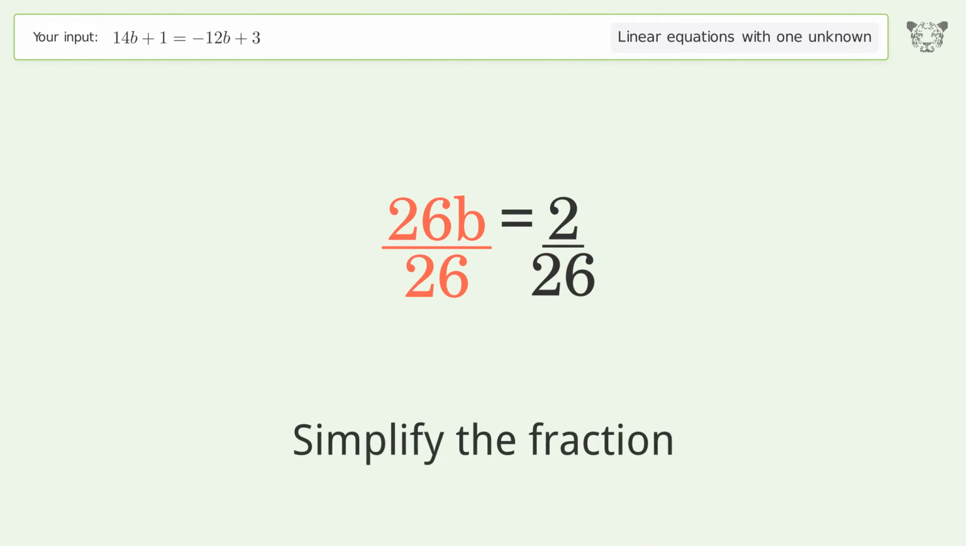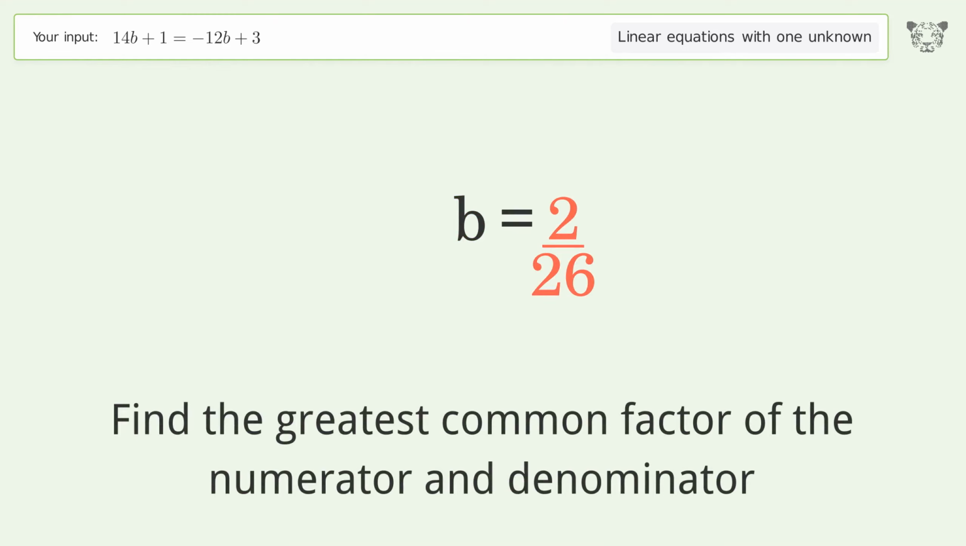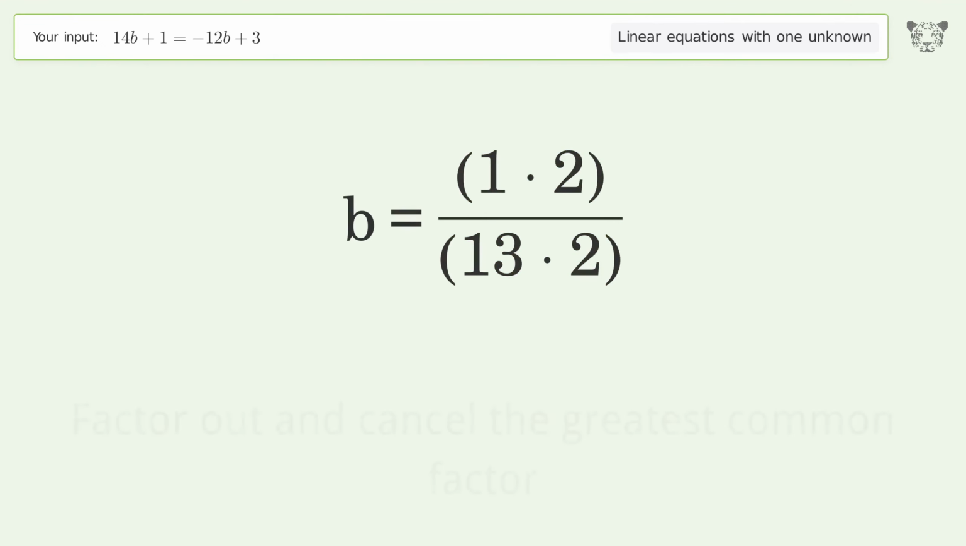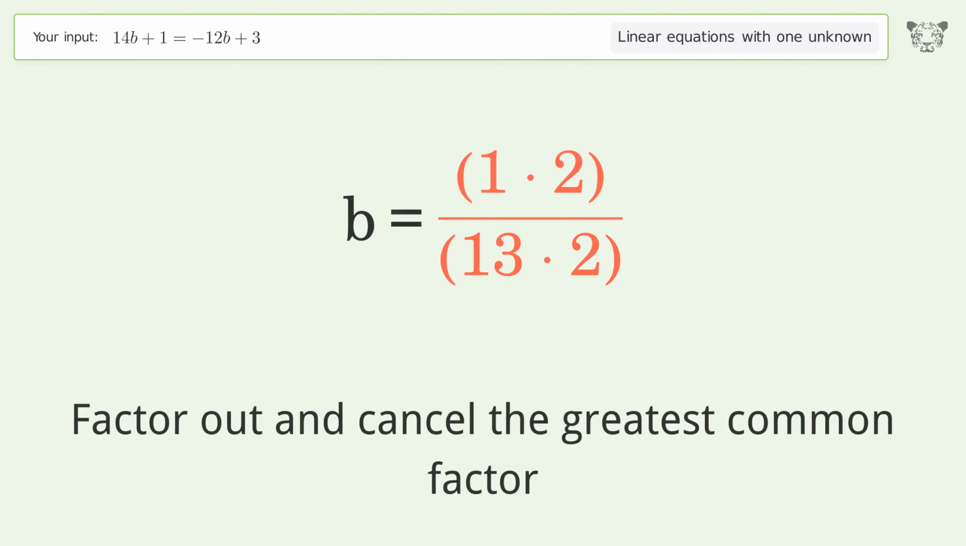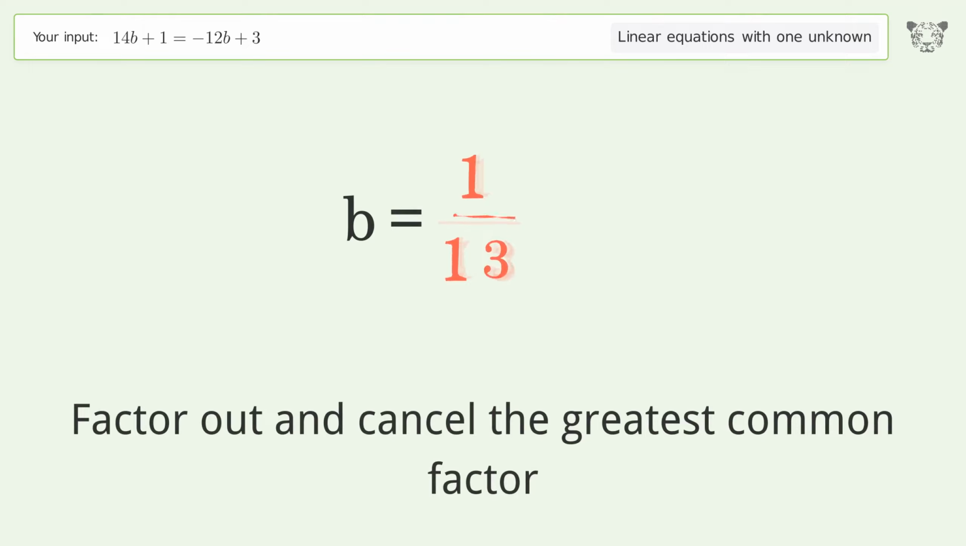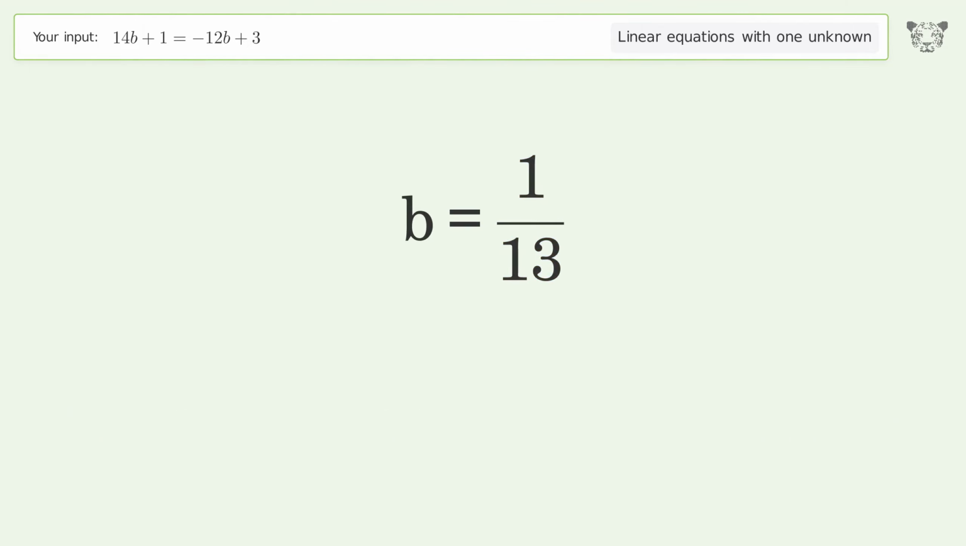Simplify the fraction. Find the greatest common factor of the numerator and denominator. Factor out and cancel the greatest common factor. And so the final result is b equals 1 over 13.